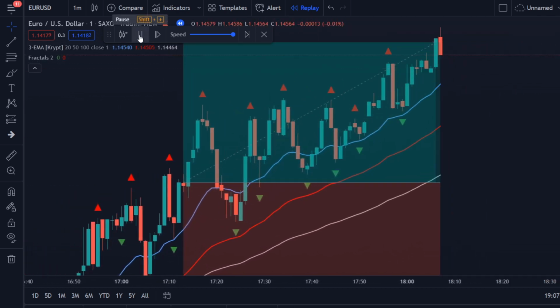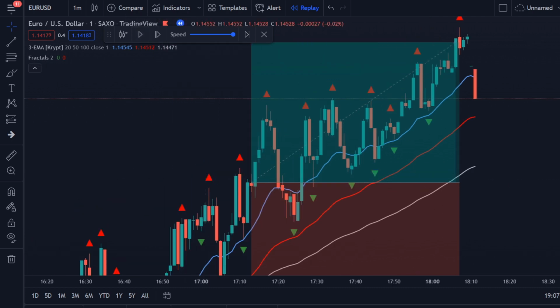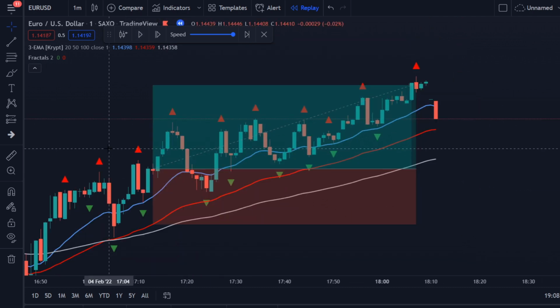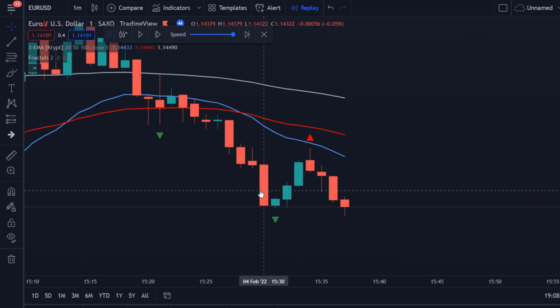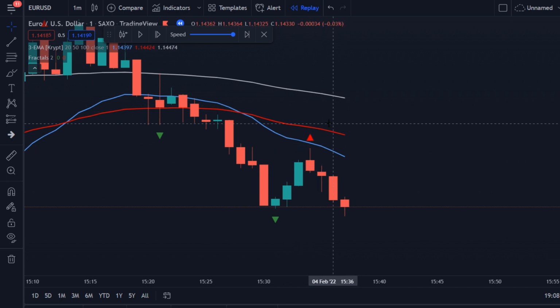This turned out to be a winner. So that is a nice buy example. Let me show you a sell example as well. Over here we see that the blue line, the blue exponential moving average, is below the 50 and it's also below the 100 exponential moving average, which means that we're only looking for sell opportunities right now.